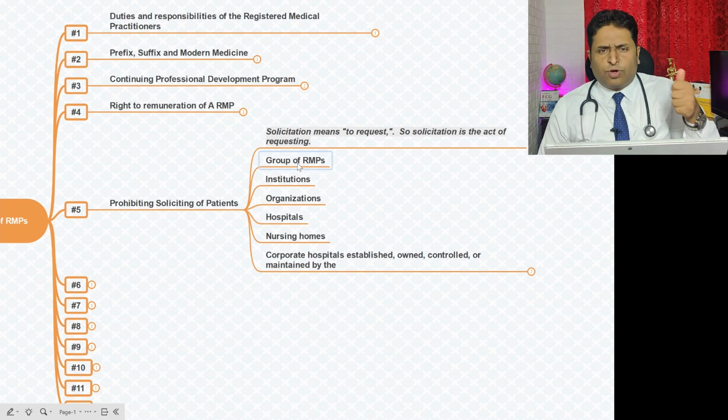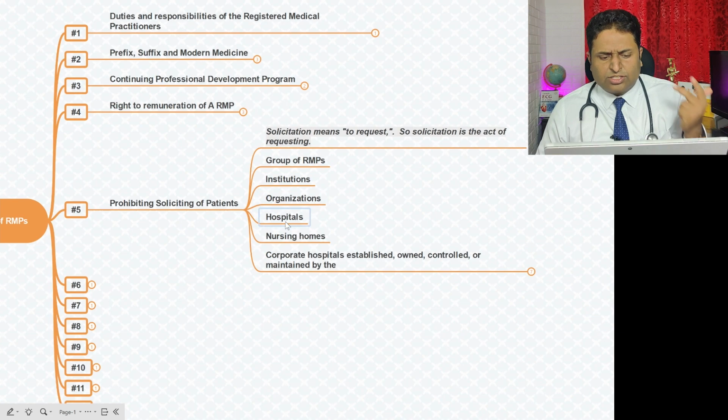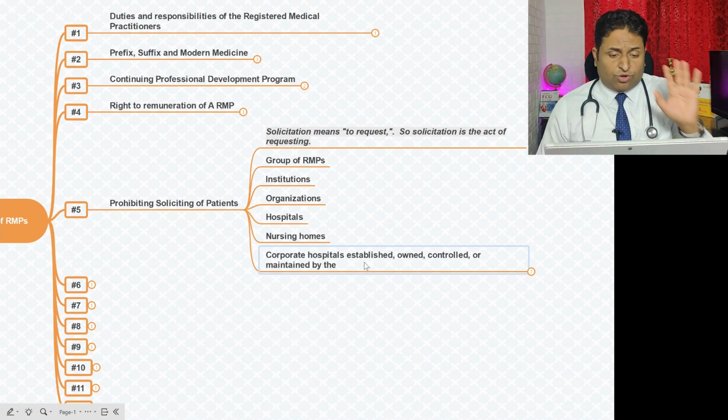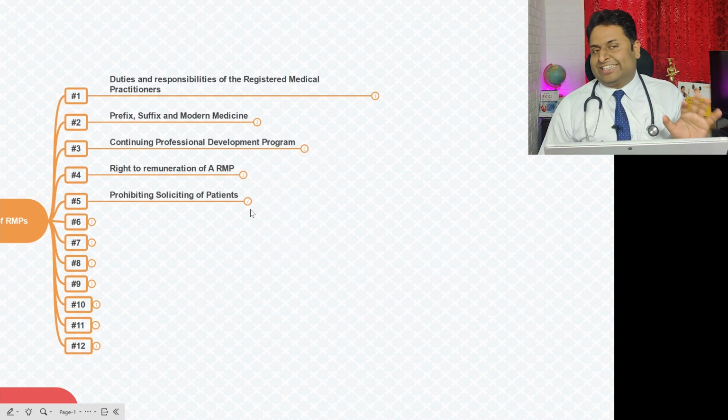For whom? If you are practicing as a group of RMPs, registered medical practitioners, the institution cannot solicit, and organizations, any private or government organizations, hospitals, nursing homes, corporate hospital establishments owned, controlled or maintained by them. So all these people cannot request patients to come to their centers. So that's what it says.